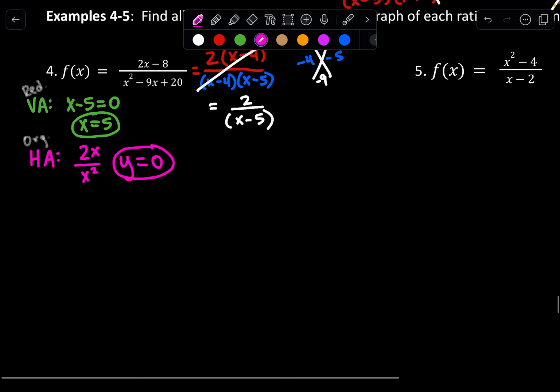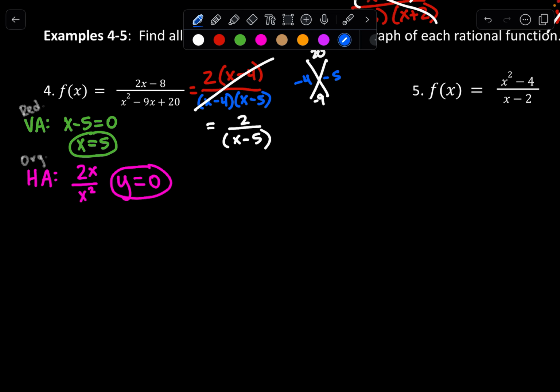And then the last thing we need to do is figure out how to deal with these holes. So holes are anything that cancels. So in this case, it would be x minus 4. If we set that equal to 0, we get 4. And then what you're going to do is put that into the reduced version.